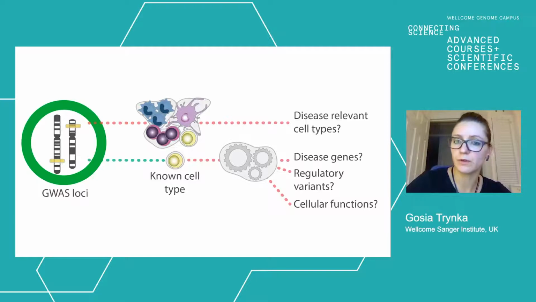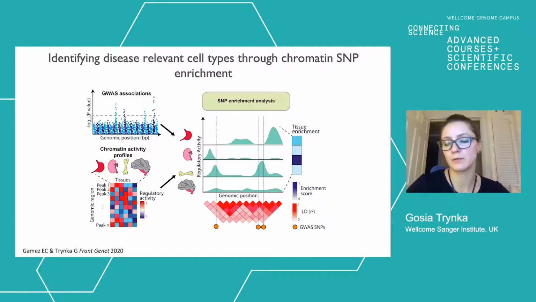So one of the critical first steps in efforts to interpret GWAS variants is identifying which cell types are disease relevant. Once we have those relevant cell types, we can focus our efforts on more functional studies to refine those GWAS signals to disease causal genes, disease regulatory causal variants, and more broadly to cellular functions that might be impaired by the disease-associated variants. There are a number of different approaches that one can use to address these challenges and interpret GWAS signals. Together with a very talented PhD student from my group, Eddie Gomez, we outlined some of those approaches in a review that was published earlier in the year in Frontiers in Genetics.